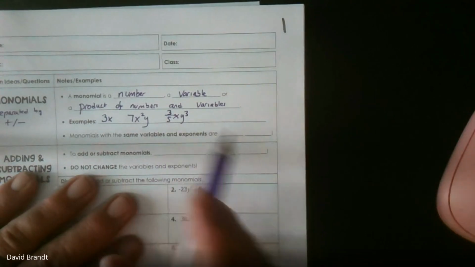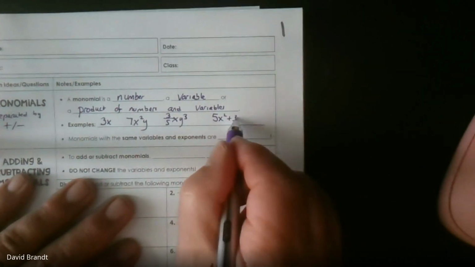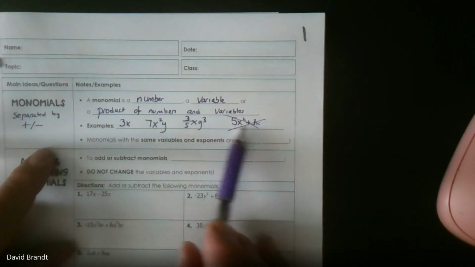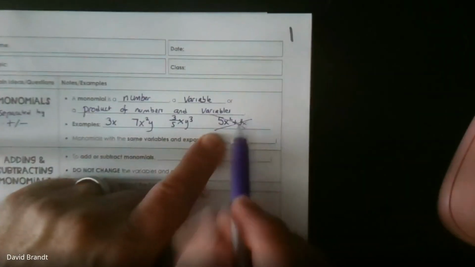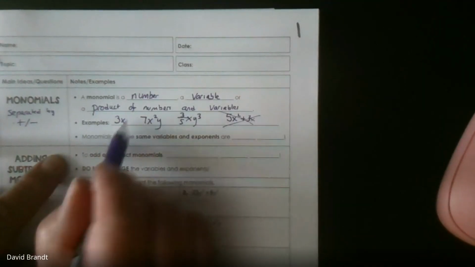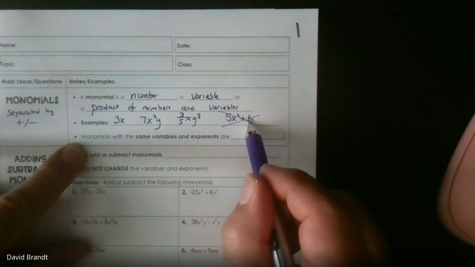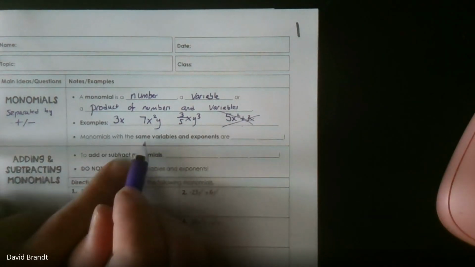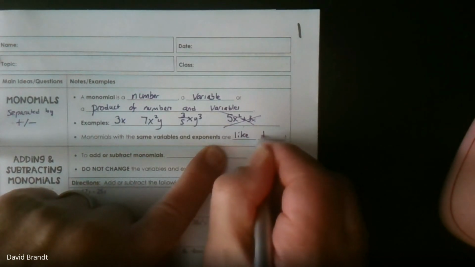That's a monomial. Now this, however, 5x squared plus 3x, that is not a monomial. This would be 2 monomials. Monomials are separated by addition and subtraction, so that's actually 2 different monomials. These are all products. That's one, that's one, that's one. But that's 2 separate, so that is not a monomial. Mono means 1. Monomials with the same variables and exponents are called like terms. And you've heard that before, like terms.